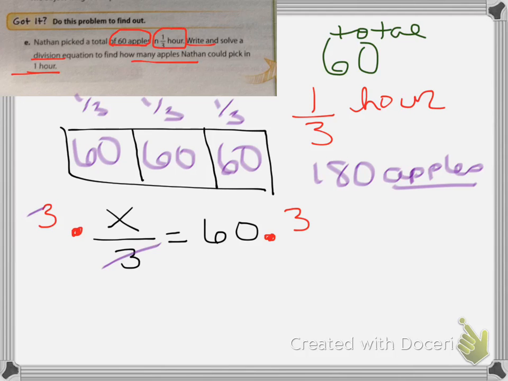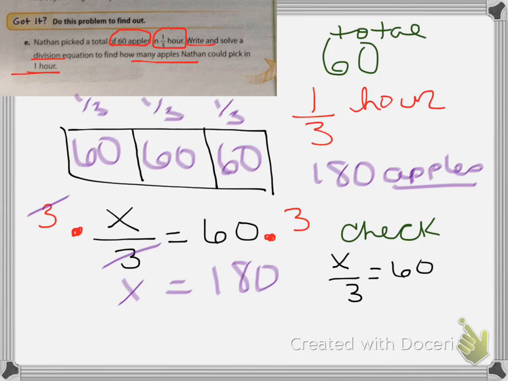So now we're going to cross simplify our 3's. We're left with x equals, then 60 times 3 gives us 180. And we can also even check that out to the side. Start with our original problem, which was x divided by 3 equals 60. Then we can plug in our answer for x, which was 180. Keep everything else the same and see if it balances out. 180 divided by 3 is in fact 60, and 60 is equal to 60. So our problem works out.